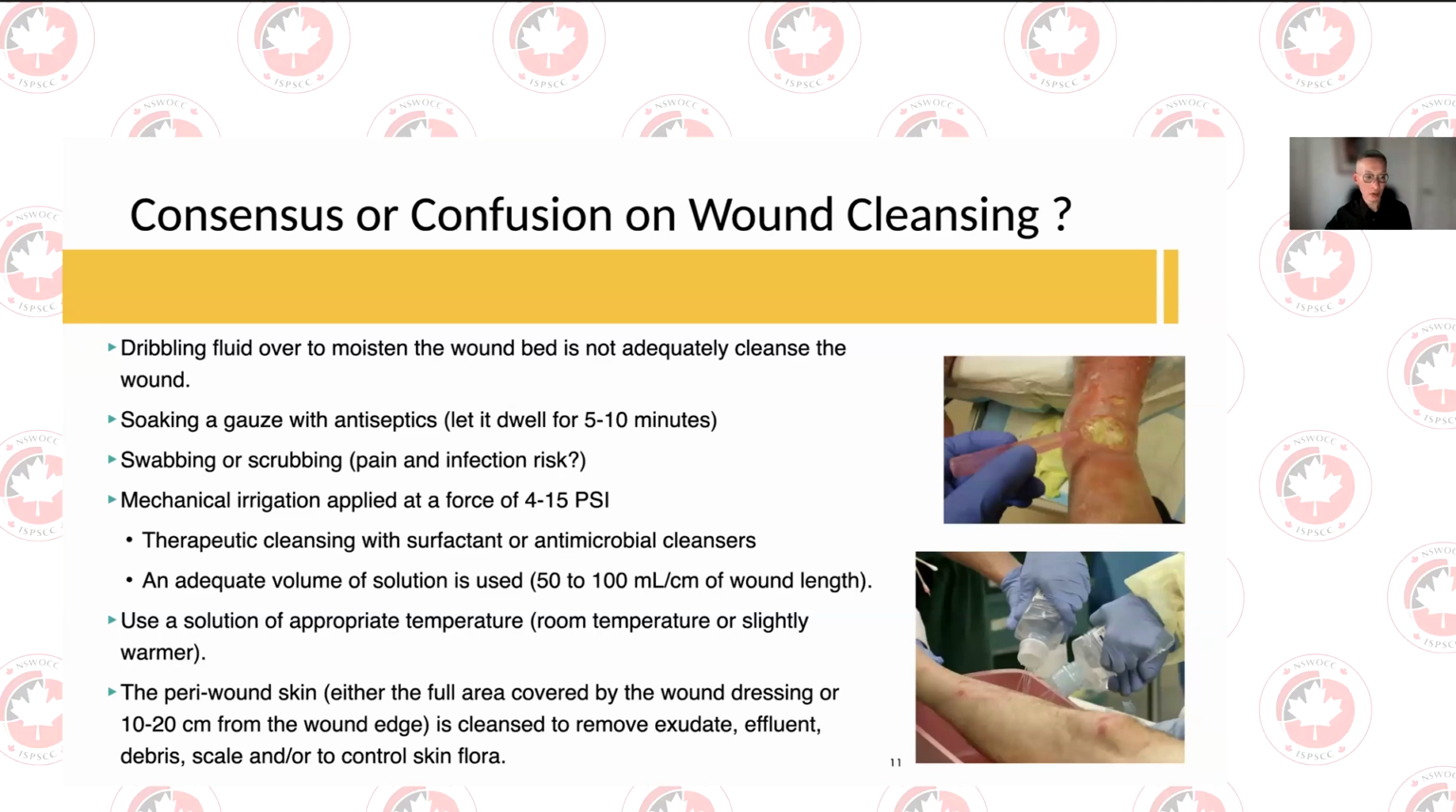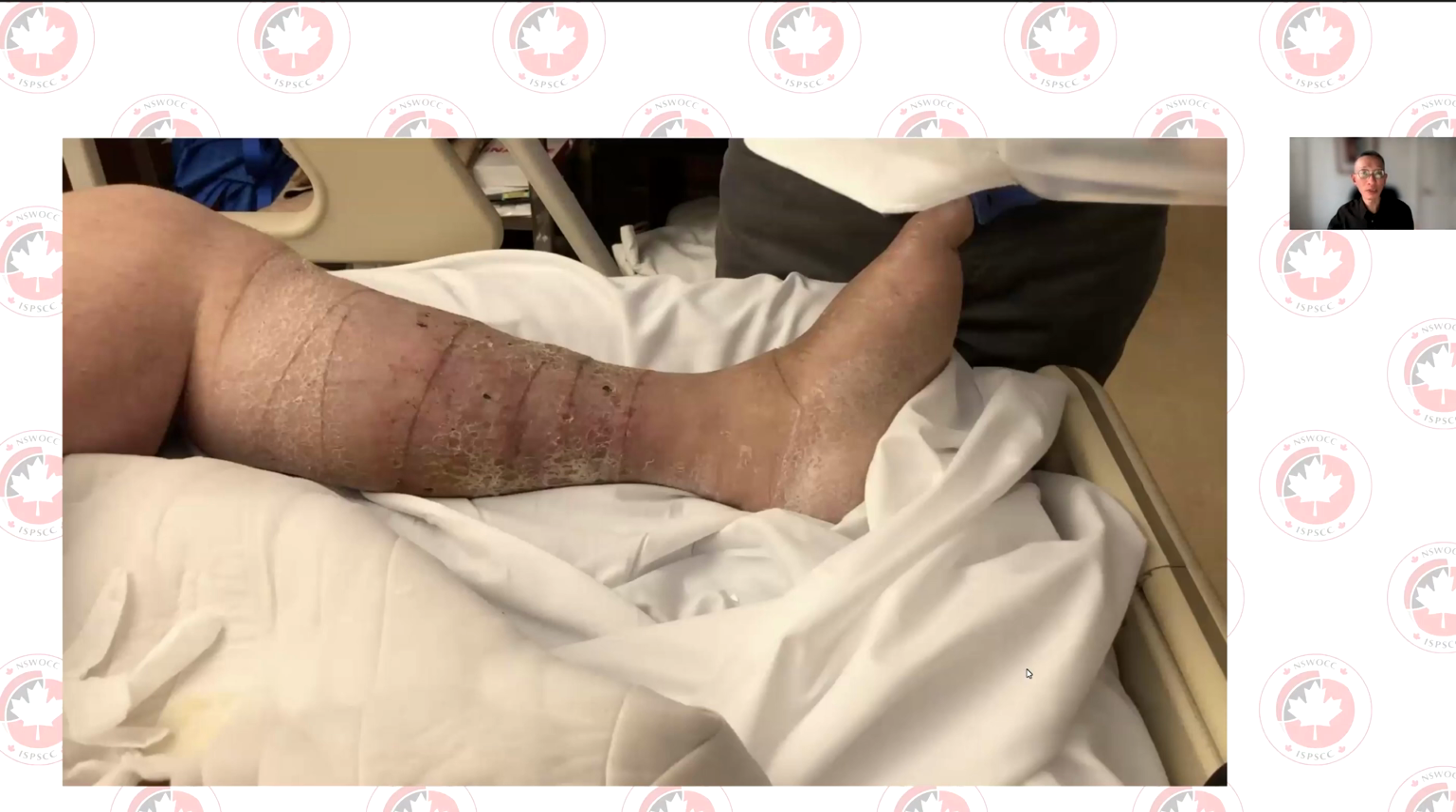Also important is to use a solution that is warm, at an appropriate room temperature, so you're not going to cause any damage to the keratinocytes. Another important message is peri-wound skin hygiene, cleaning the peri-wound skin. And in some cases, it's more than just the peri-wound area. In this individual with venous leg disease, you can see the lipodermatosclerosis resulting in woody changes of the skin with a lot of scaling going on. And we see this with chronic venous disease.